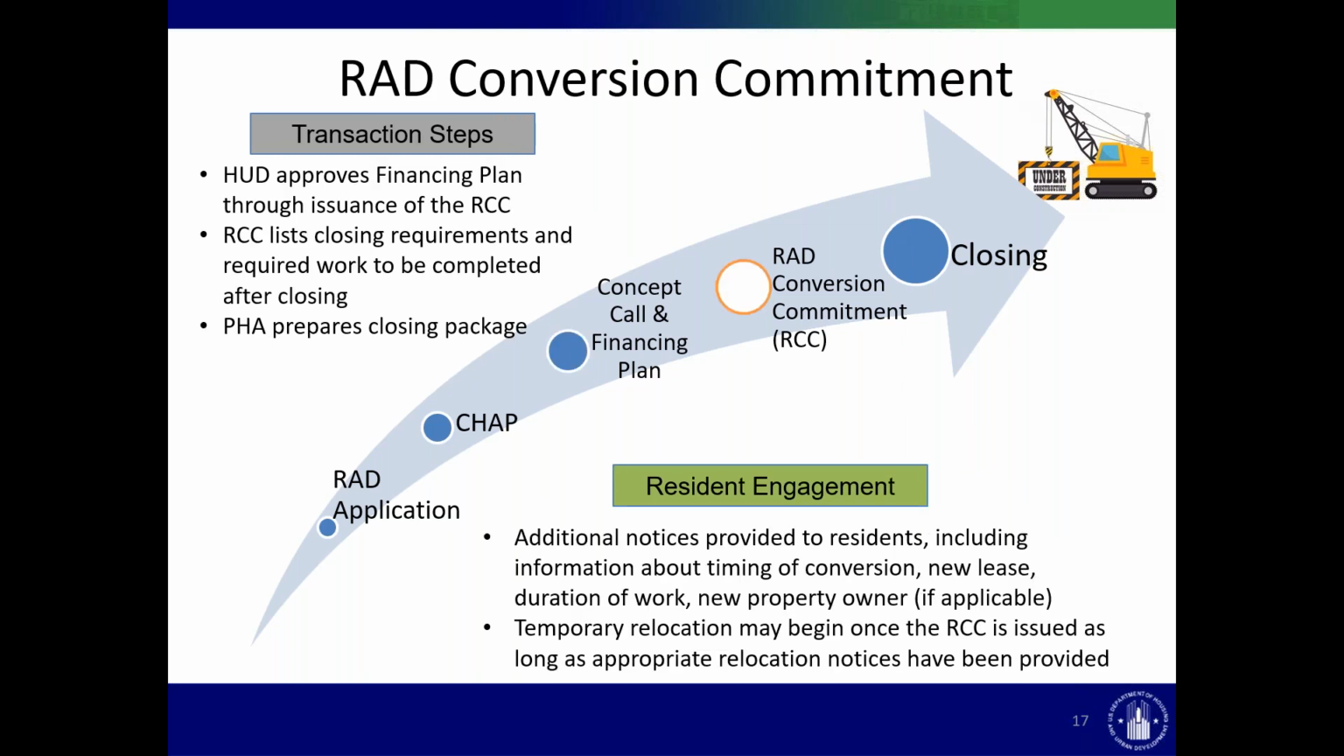Moving on to the RCC. After the PHA submits its financing plan, if it's approvable, HUD issues the RAD conversion commitment, which approves the financing plan. The RCC lists closing requirements and any required work that must be completed after closing. And the PHA begins to prepare its closing package. The PHA at this point is providing additional notices to residents, including information about the timing of conversion, the new form of lease, the duration of work, and the new property owner.